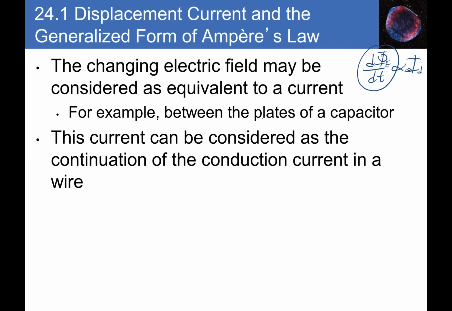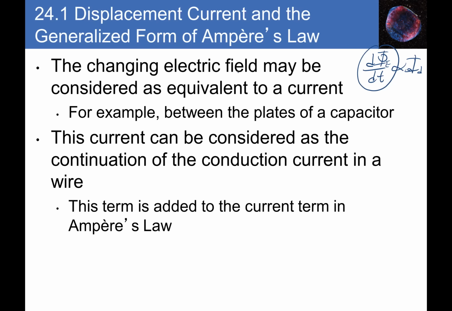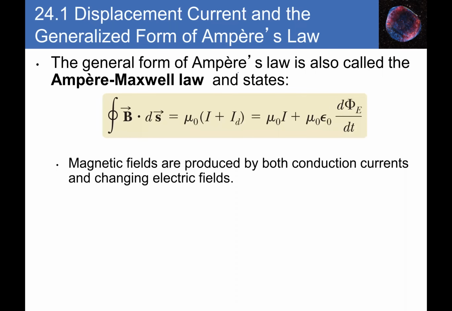So this current can be considered as a continuation of the conduction current in a wire, and this term is added to the term of the Ampere's law. Now this is known as the Ampere-Maxwell law, and you have the left side, which is just the integral of B dot ds. On the right side, you have conventional current or conduction current plus displacement current. So this is the equation for the conduction current, and this part represents the fact that there is a changing electric flux.